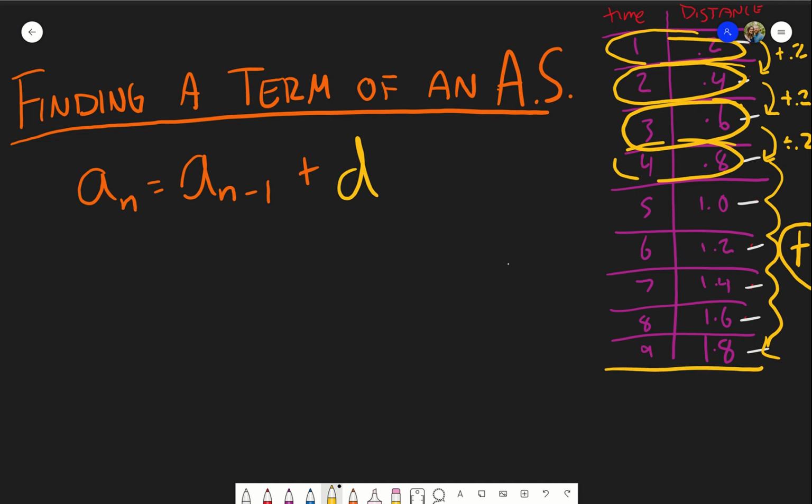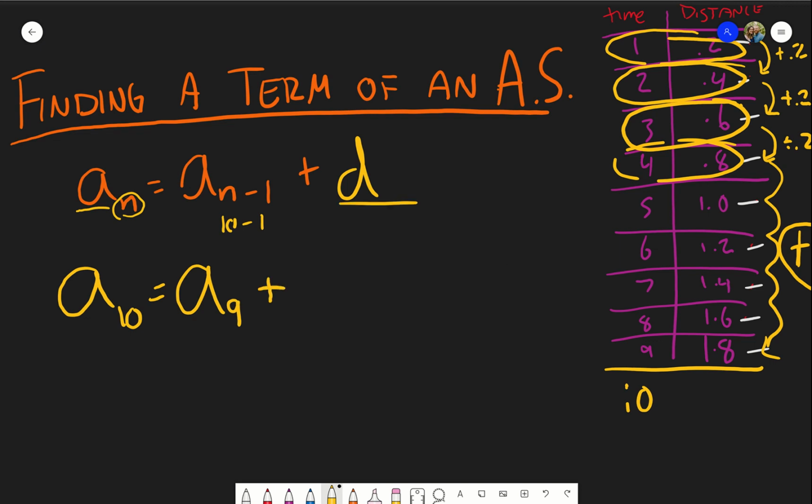If I want to find term 10, I would say, all right, this n here is any term I want. So I'm going to say I want the value of a_10. I want to know what a_10 equals. Well, a_10 equals a_(10-1), so whatever 10 minus 1 is, or term 9, plus our common difference, which is 0.2. And what did we say over on our list? Term 9 is 1.8.